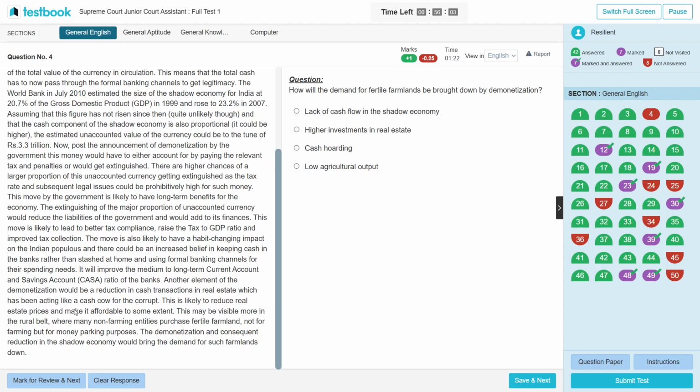This is likely to reduce real estate prices and make it affordable to some extent. This may be visible more in the rural belts where many non-farming entities purchase fertile farmland not for farming but for money parking purposes. The reduction in cash would bring the demand for such farmland down.